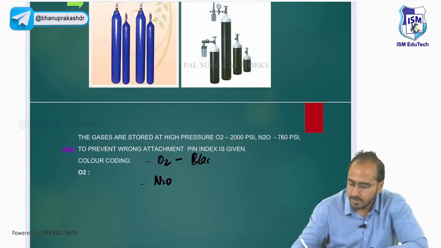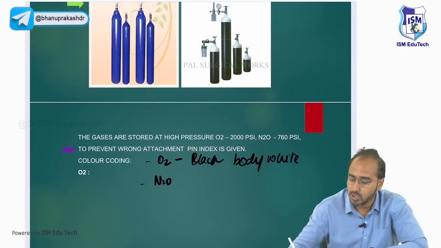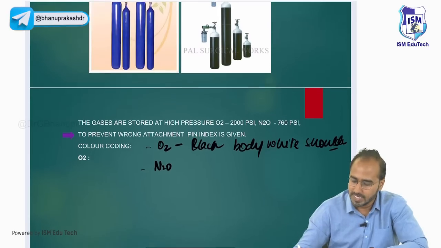Nowadays, we have cylinders made up of molybdenum. Molybdenum is very cheap, guys. That's why it's commonly used. But nowadays, we are also making cylinders with aluminium, which are MRI compatible. So everyone look over here. Oxygen cylinder, what's the color coding, guys? Black body, white shoulder. Why? Because oxygen is my bodyguard.